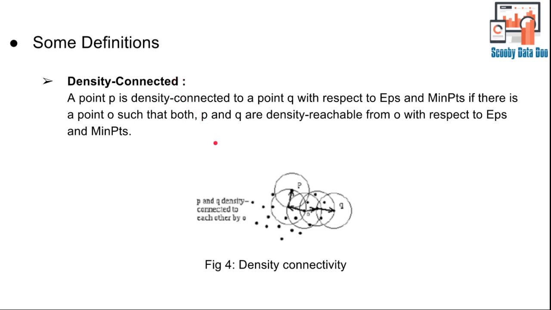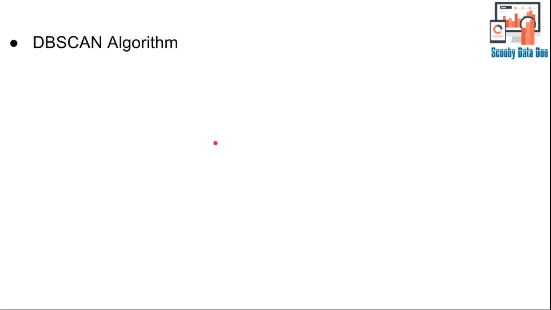Alright, then moving to the next slide. Now we have enough knowledge of definitions to go through the DBSCAN algorithm. First of all, we label all the points as core, border, or noise point. We know how to do that.